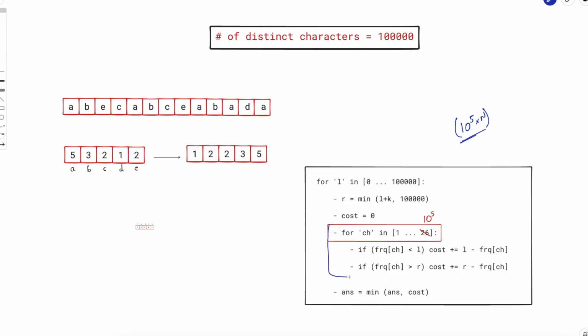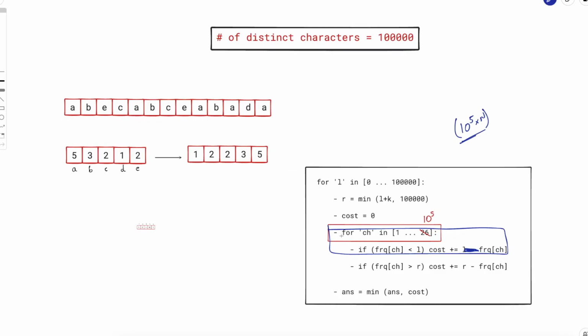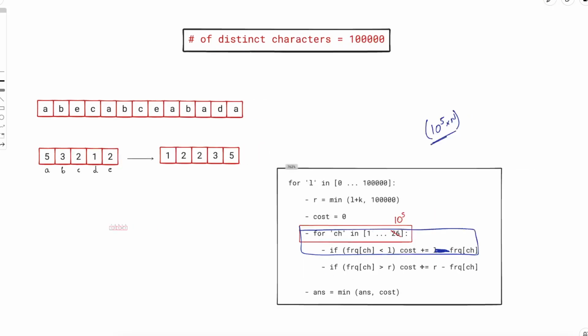So what is this loop doing? This loop is doing two things. One, if the frequency is less than L, it is doing cost plus equals frequency of CH. If it is greater than R, it is doing cost plus equals frequency of CH minus R. So let's break this loop into two parts. One, this part, and let's see if we can solve this part in order 1 time or order log n time, or something which is less than order n, that is iterating over every character, right? And then we will do the exact same thing for this as well, right? So let's figure this out.